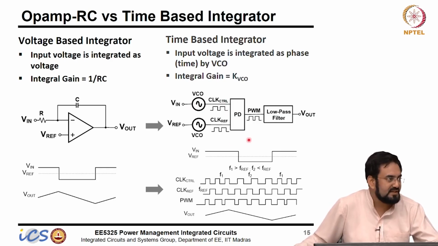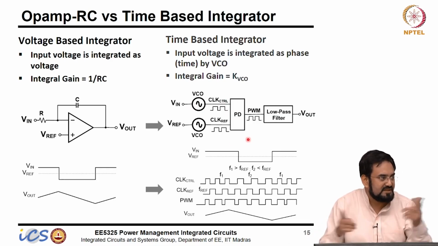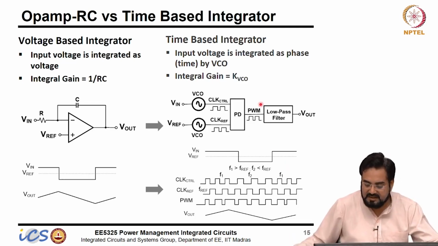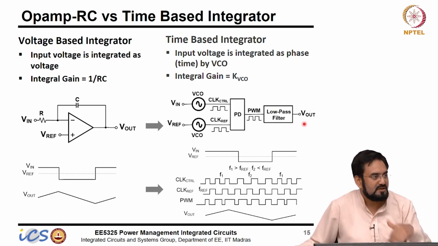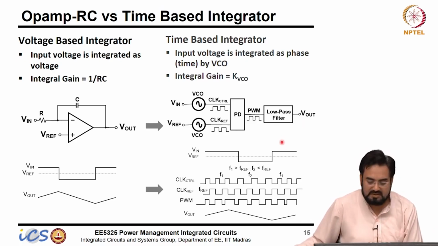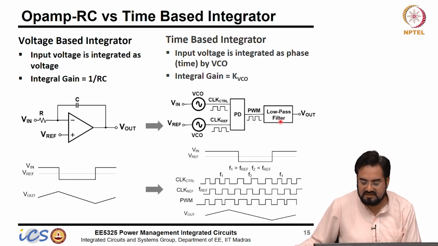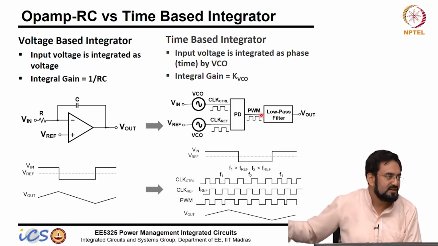Now, I have a phase detector which will give me the difference between the two phases, and now I get a PWM and pass it through a low pass filter. That PWM will get converted to your DC or low frequency signal. So, this filter should have a very low cutoff where we can filter out all the ripples at PWM and get only the signal frequency.